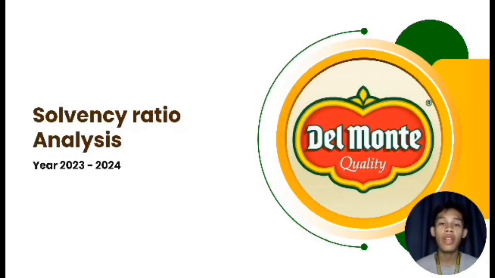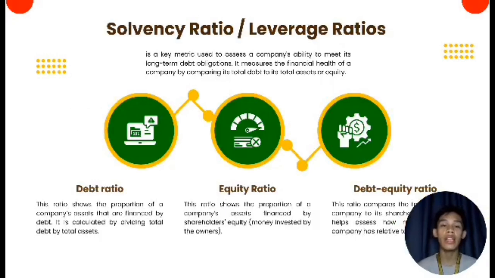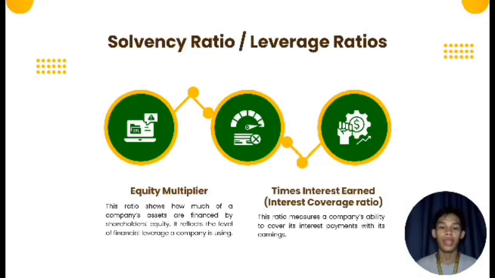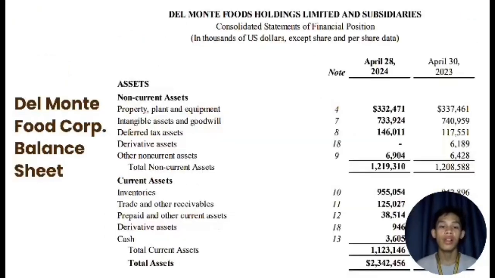So moving on to our solvency ratio analysis, solvency ratios help assess a company's ability to meet long-term obligations. Important metrics include the debt ratio, equity ratio, and debt to equity ratio. Those are they. And this is the balance sheet or statement of financial position of the Del Monte Food Corporation.